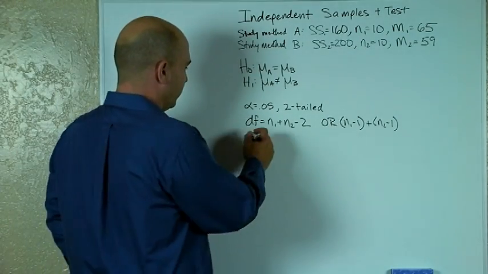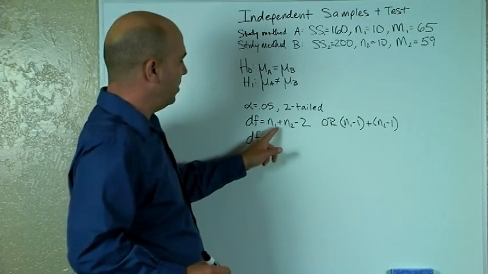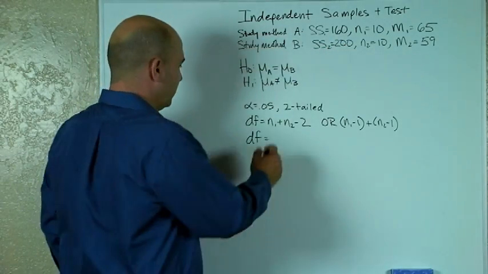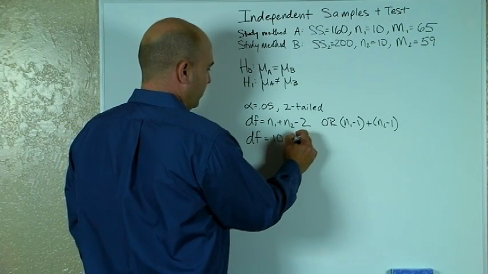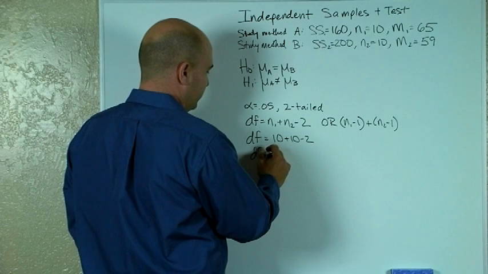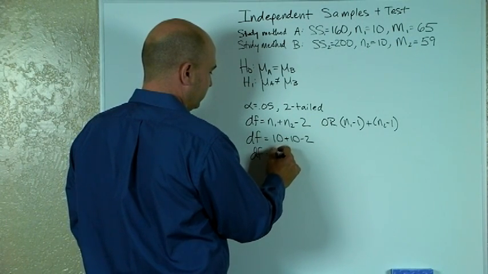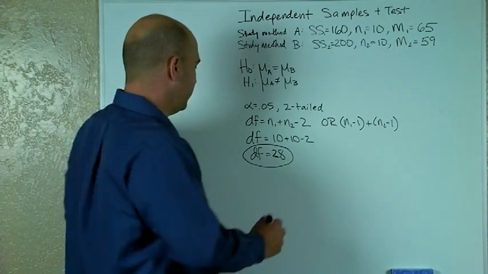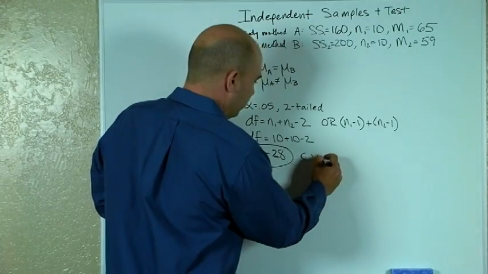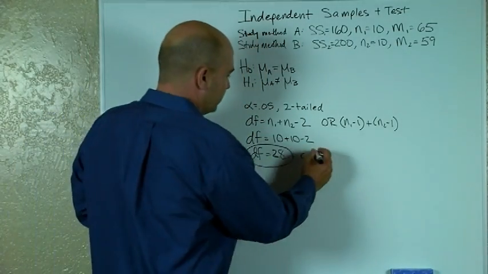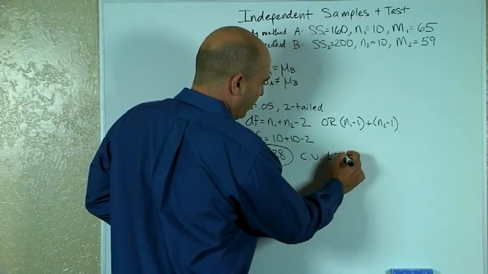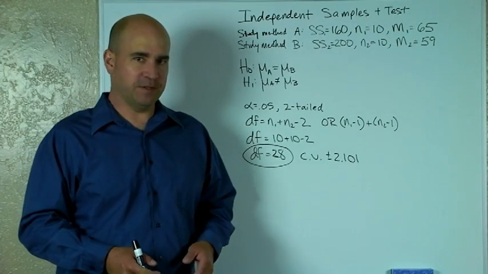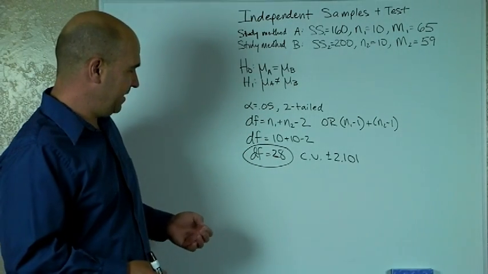We'll do the first one here. For n1 and n2, we have 10 people in the first group and 10 people in the second group. So our degrees of freedom are 10 plus 10 minus 2, or a DF of 28. If you look that up in the back of your text, you will find a critical value for a DF of 28 with alpha 0.05 is equal to plus or minus 2.101.